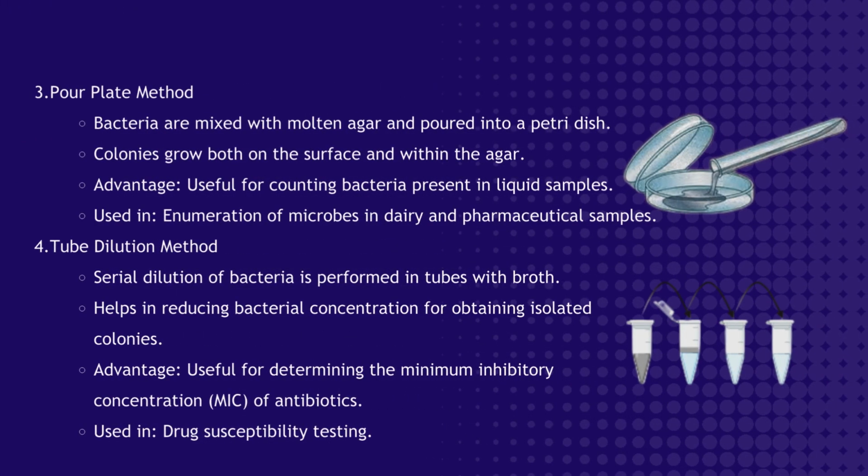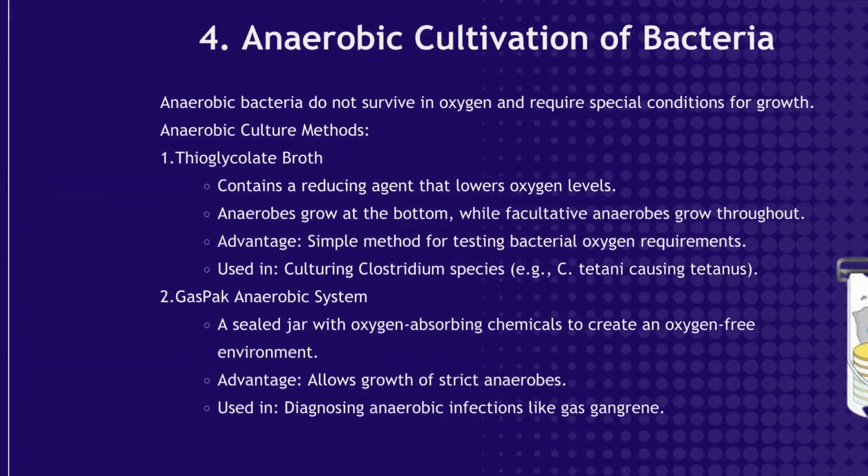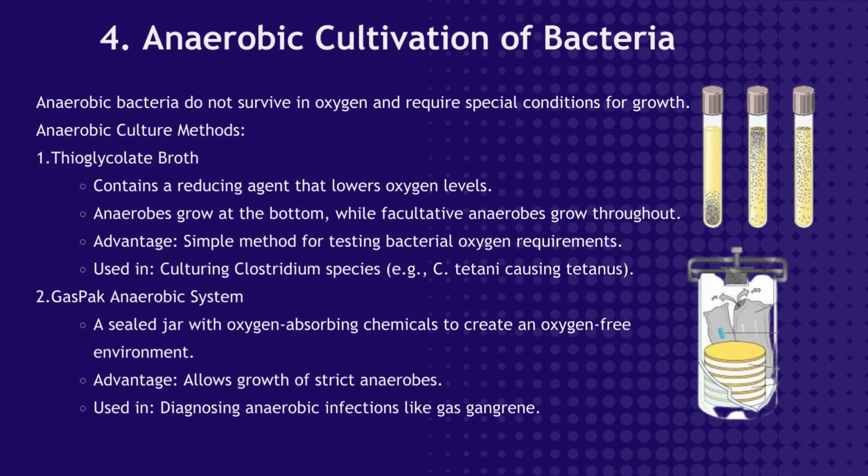Tube dilution method: serial dilution of bacteria is performed in tubes with broth. Helps in reducing bacterial concentration for obtaining isolated colonies. Advantage: useful for determining the minimum inhibitory concentration, MIC, of antibiotics. Used in drug susceptibility testing. Anaerobic cultivation of bacteria: anaerobic bacteria do not survive in oxygen and require special conditions for growth.